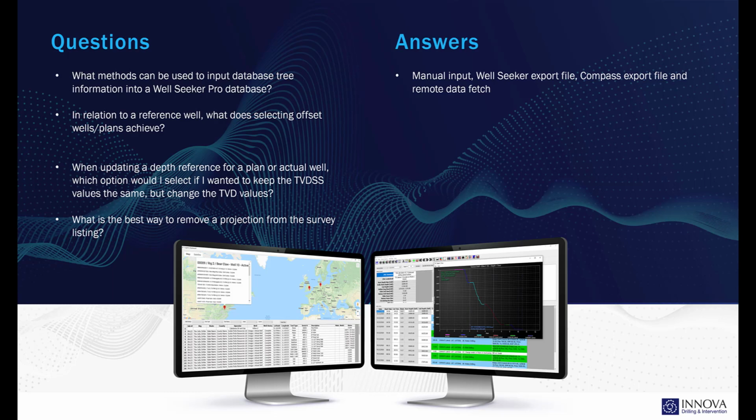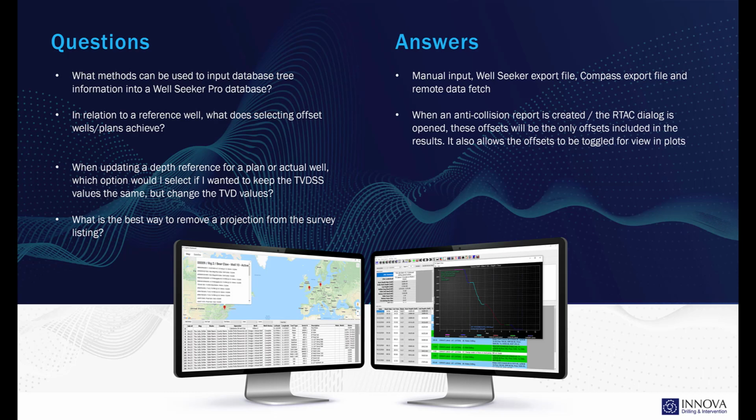Next question. In relation to a reference well, what does selecting offset wells and plans achieve? And the answer, when an anti-collision report is created or the real-time anti-collision dialog is opened, these offsets will be the only offsets included in the results. It also allows the offsets to be toggled for view in plots. So that's what selecting the offsets does.